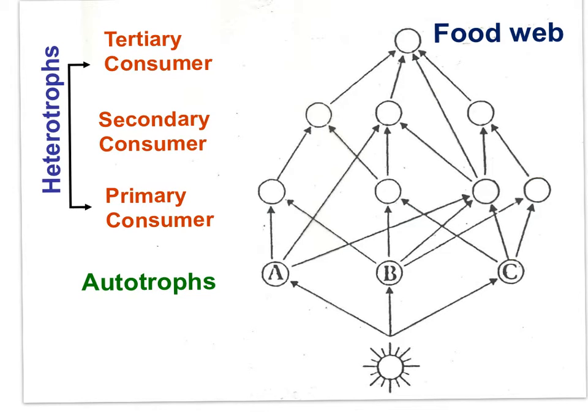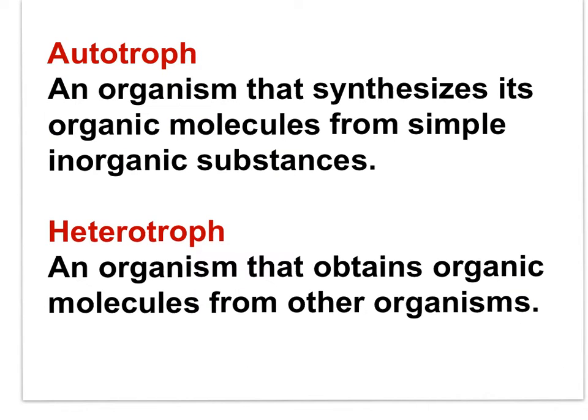Now, you should be able to deduce that this organism is both a primary consumer and a secondary consumer. You should be able to deduce that this organism is both a secondary consumer and a third-level consumer. Here are definitions of autotrophs and heterotrophs. I'll let you study this slide on your own.